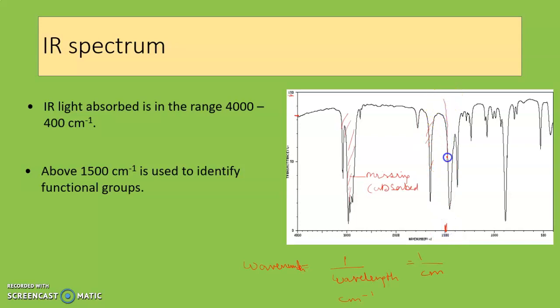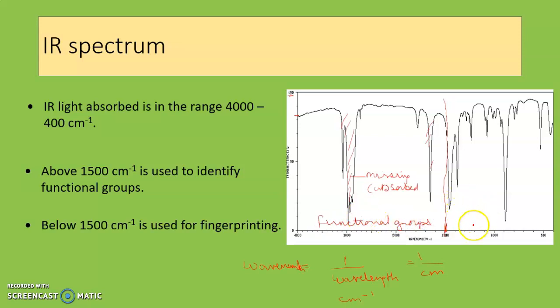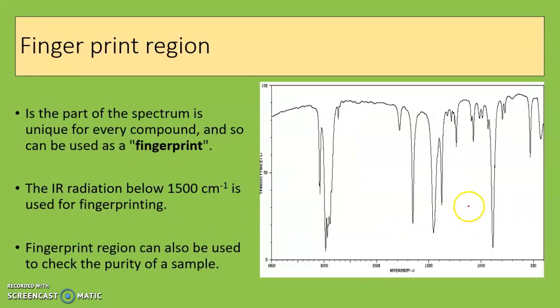Any data that you see above 1500 wave number, this part of the spectrum is mainly used to detect the functional groups or the bonds within the molecule, and below 1500 wave number is used for fingerprinting. The fingerprinting region is below 1500, and this part of the spectrum is characteristic of a compound. It's just like a fingerprint is characteristic of an individual. The fingerprint region of the spectrum is characteristic of a compound.